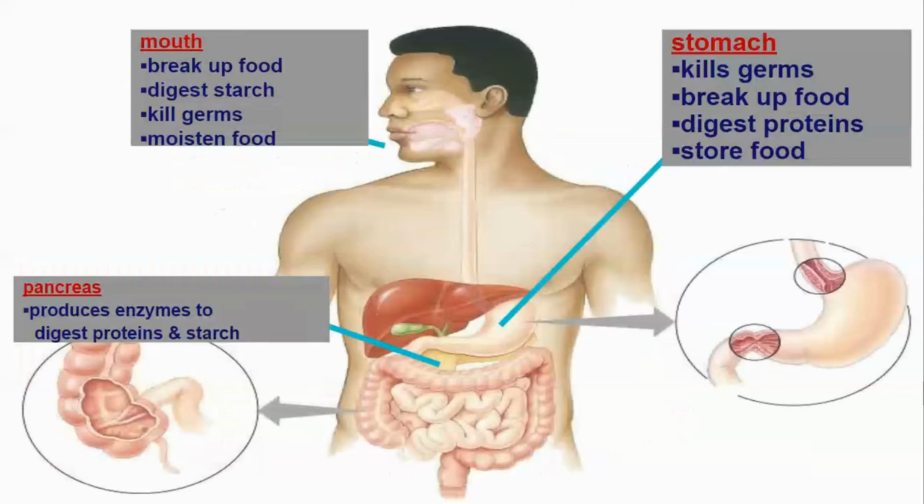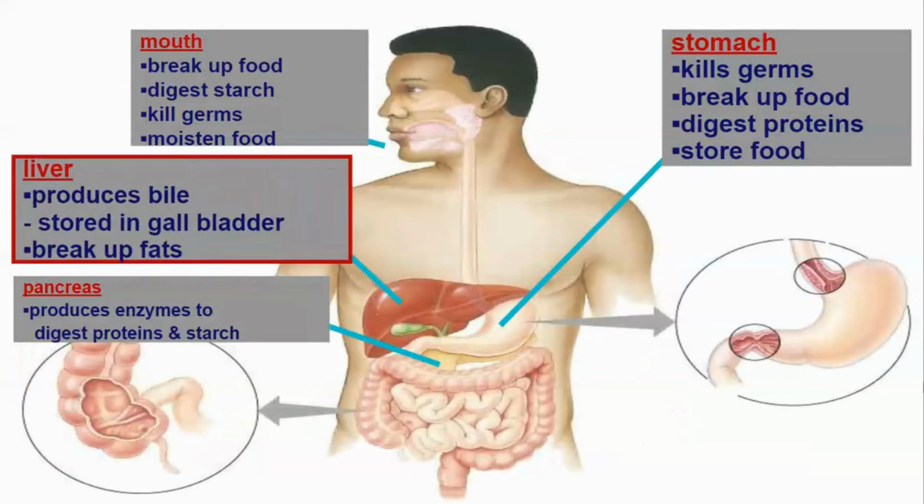Now the mouth breaks up food, digests starch, kills germs, moistens food. The stomach kills germs, breaks up food, digests proteins and stores food. On the other hand, the pancreas produces enzymes to digest proteins and starch. The liver produces bile stored in gallbladder that breaks up fats.